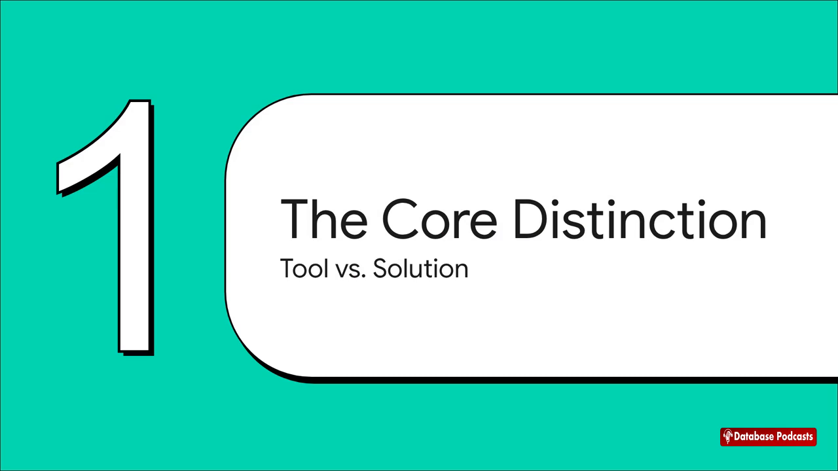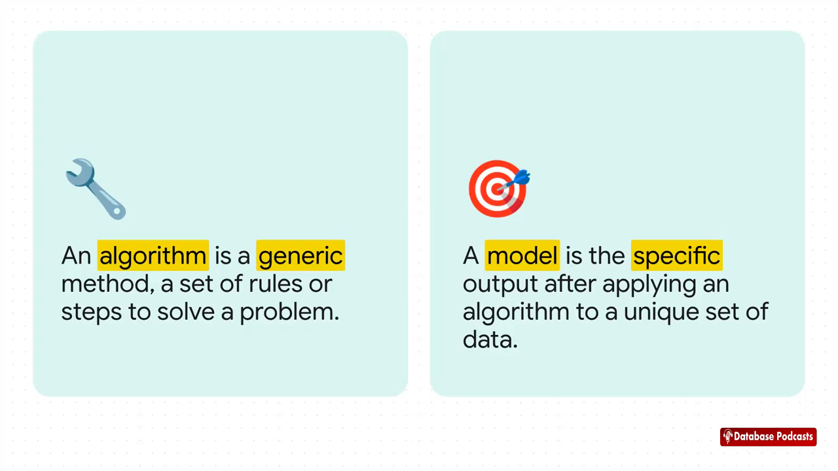I think the absolute simplest way to wrap your head around the difference is to think about a general purpose tool versus the very specific thing you build with that tool. So picture it like this. The algorithm, that's the how-to guide. It's a generic set of instructions for solving a certain type of problem. But the model, well, that's what you actually make. It's the one-of-a-kind, specific solution you get when you apply those instructions to your data to solve your unique problem.